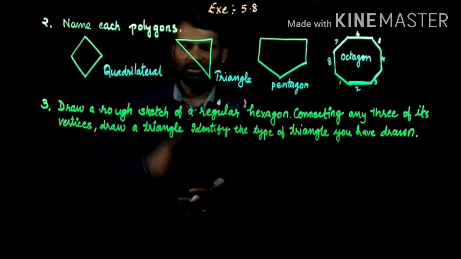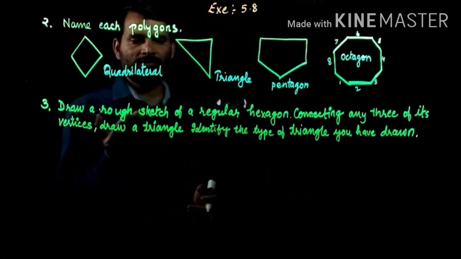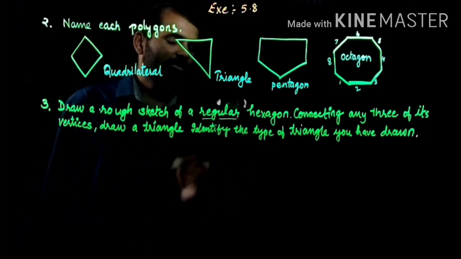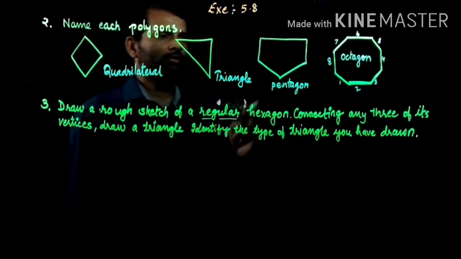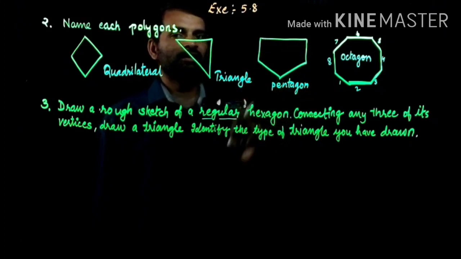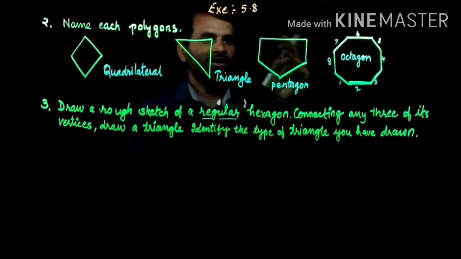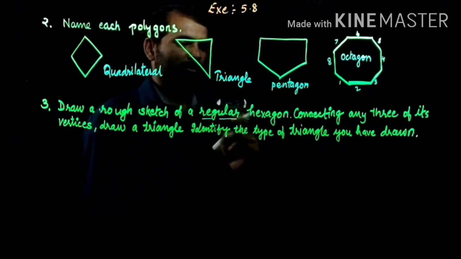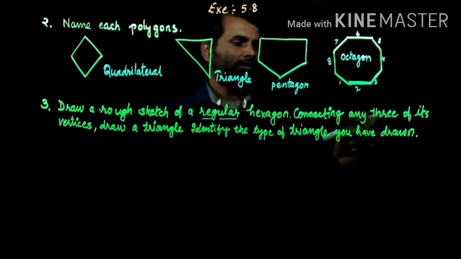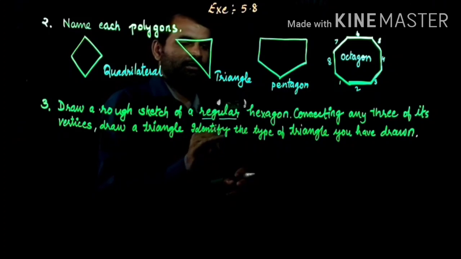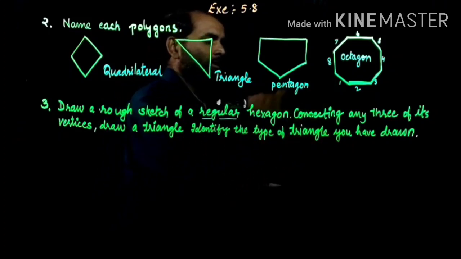Now question number 3: draw a rough sketch of a regular hexagon. What is a regular polygon? Suppose it is a pentagon, but it is not a regular polygon because the length of each side is not equal. If the length of each side is equal, it is regular. Then for the regular hexagon, connect any three of its vertices, draw the triangle and identify the type of triangle you have drawn.